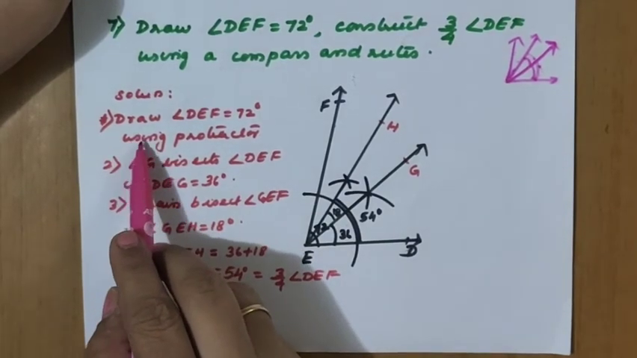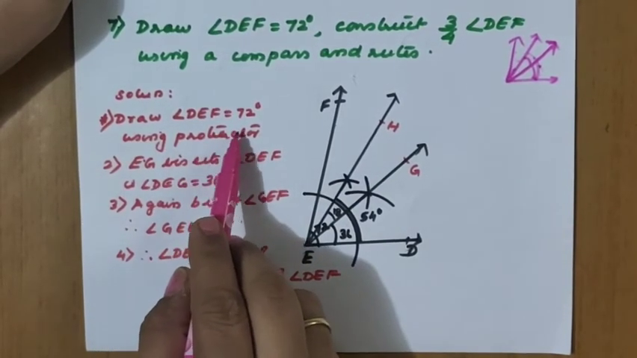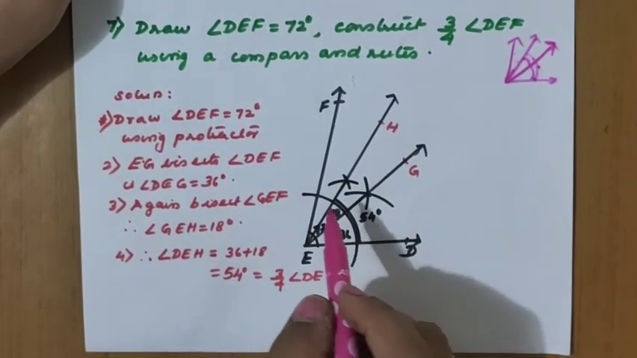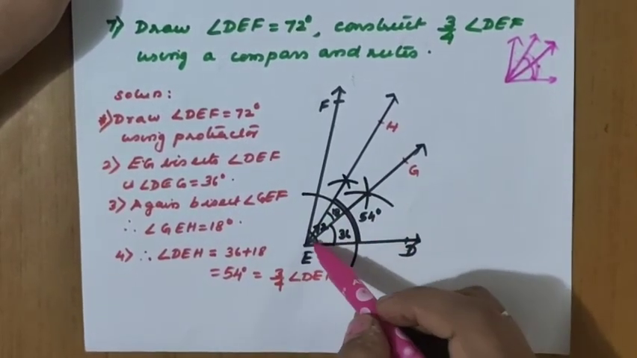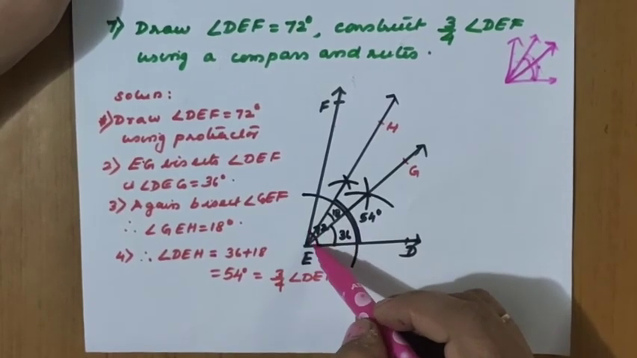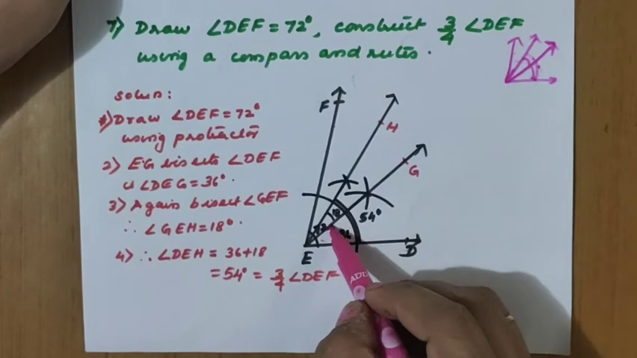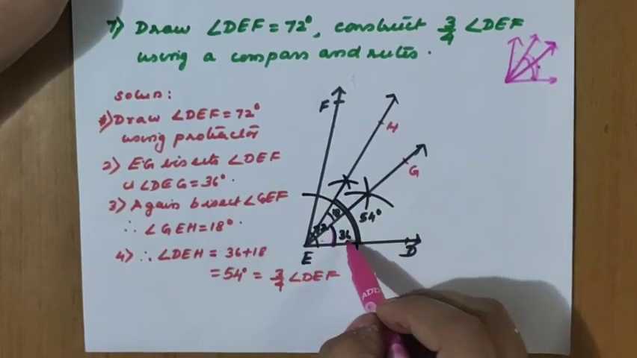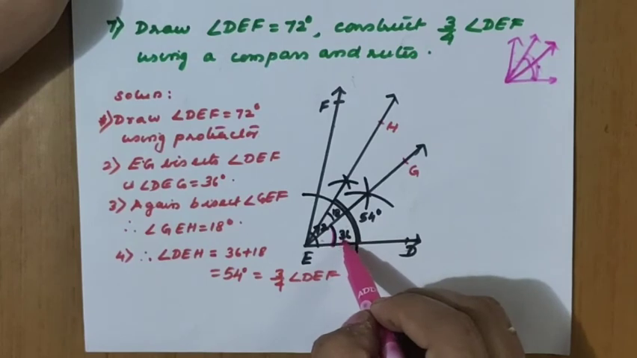What is the first step? Draw angle DEF equal to 72 degrees using a protractor. Now EG we are bisecting first. First, what is the degree I have taken? 72. When it is bisecting, what will happen? EG is bisecting angle DEF. So this is equal to 36.